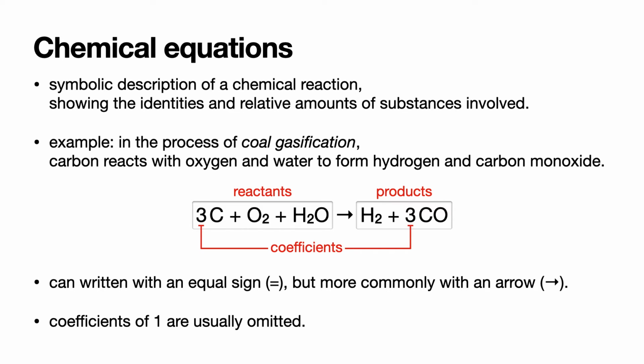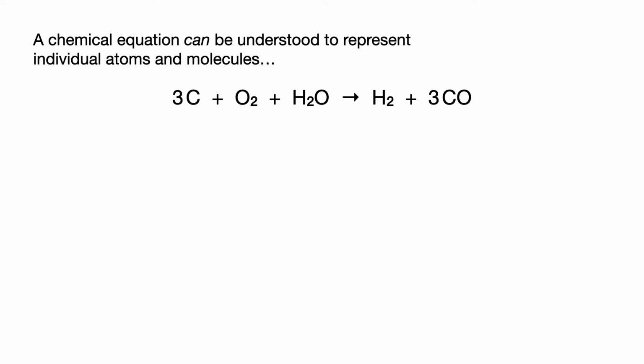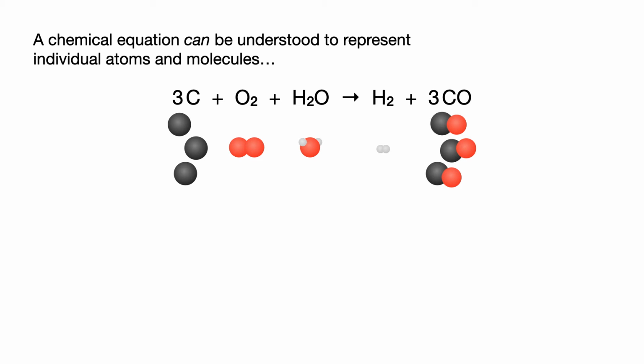Now, one way that we can understand a chemical equation like this is to think of it as representing individual atoms and molecules that are reacting. So in this example, we could imagine 3 carbon atoms reacting with 1 oxygen molecule and 1 water molecule to form a molecule of hydrogen and 3 molecules of carbon monoxide. That's a perfectly valid way to understand what this chemical equation is describing.